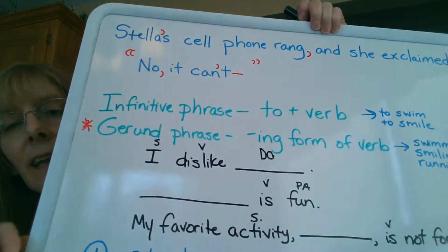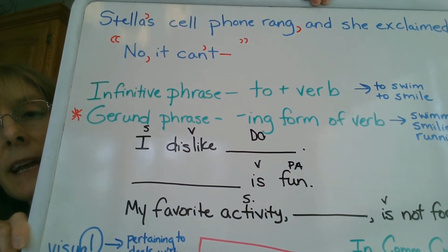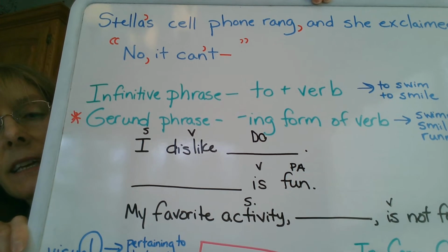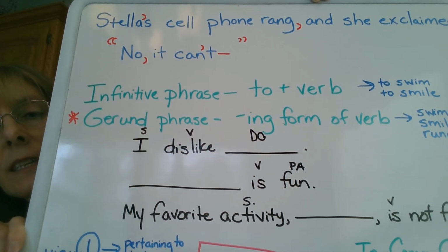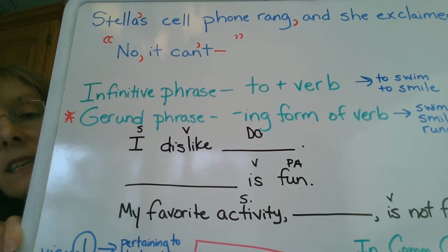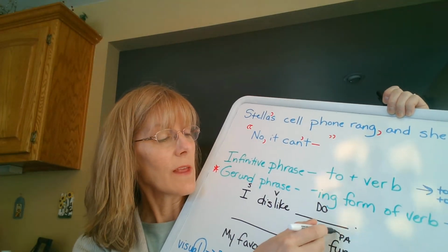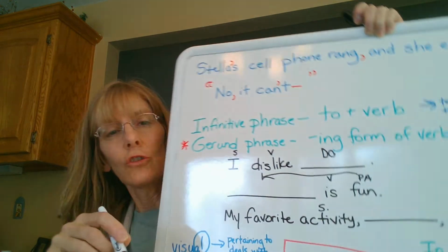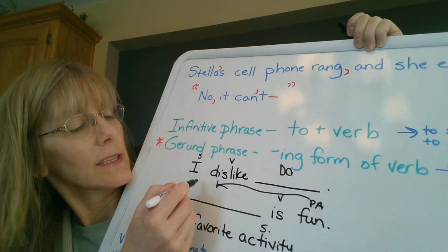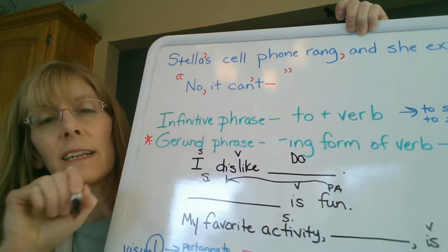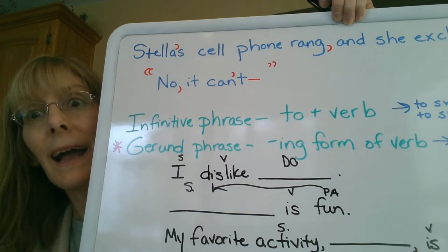And you're going to fill that in with a gerund. Then the next one is blank is fun. All right, well, how is the gerund phrase going to serve in this sentence? We know that "is" is the verb and "fun" is a predicate adjective. So that's going to refer back to whatever this gerund phrase is. So this gerund phrase in this sentence is acting as the subject. Okay, so smiling is fun.